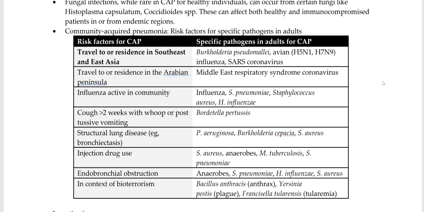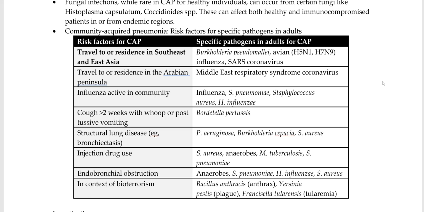Now, can we get some clue based on risk factors? Yes, we can have some clue based on which risk factors you have so that you can get an idea that, okay, which pathogen I should be looking for or which pathogen I should keep in mind first. For example, if there is history of travel or residence in Southeast Asia or East Asia, then you should think of viruses, mainly SARS coronavirus, avian influenza like H5N1, H7N9, as well as a bacteria known as Burkholderia pseudomallei. If travel or residence in Arabian Peninsula, then MERS-CoV, that is Middle East Respiratory Syndrome coronavirus, should be kept in mind.